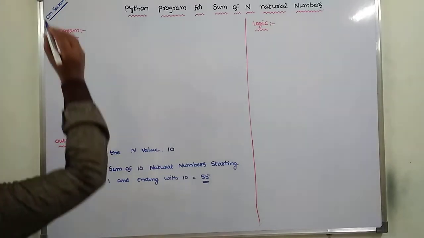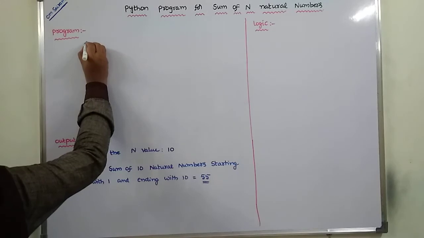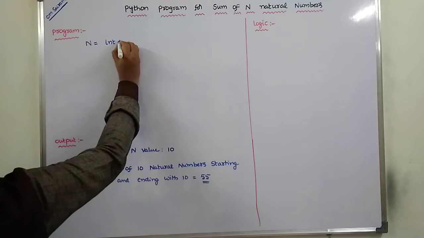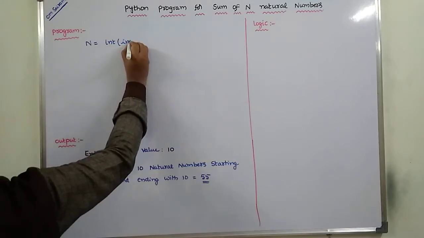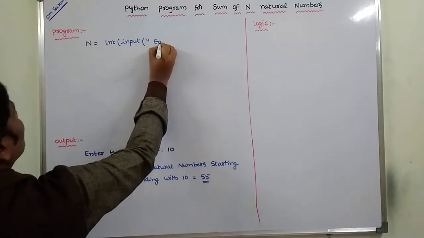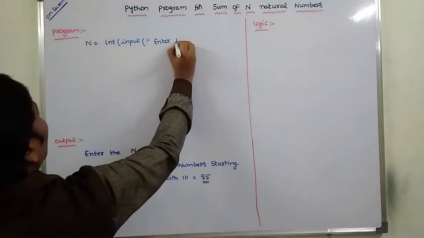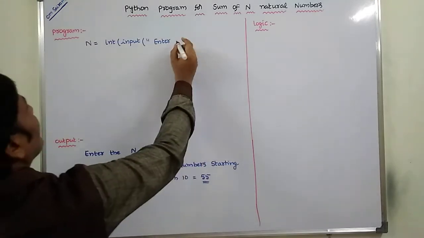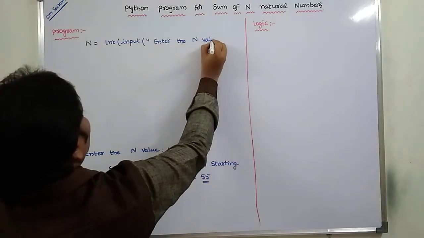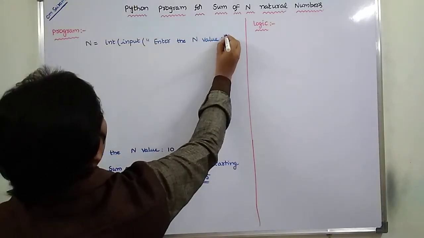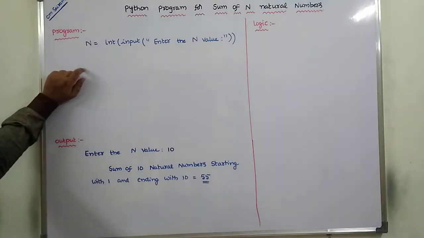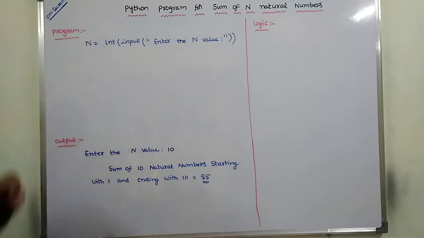Okay. First, n is equal to int of input of "Enter the n value". Okay. So I have to find out the sum value, sum of 10 natural numbers.